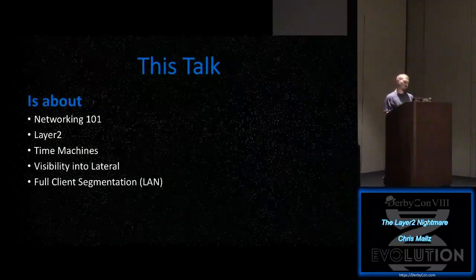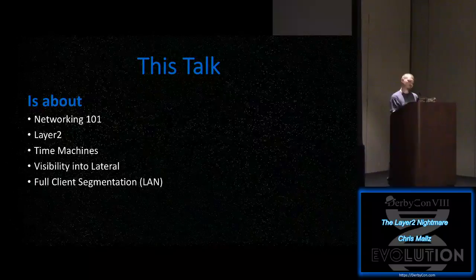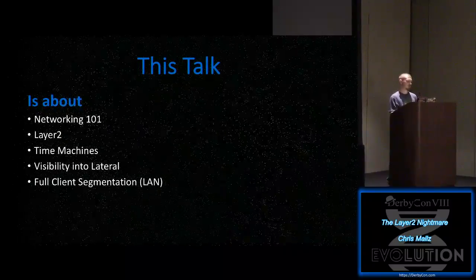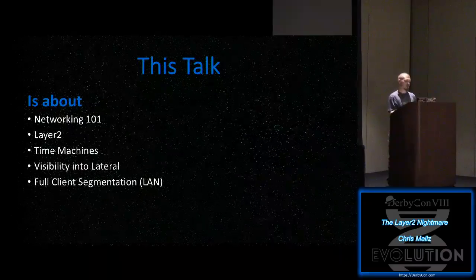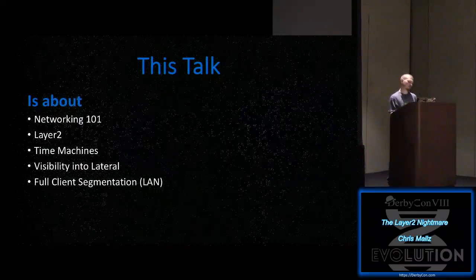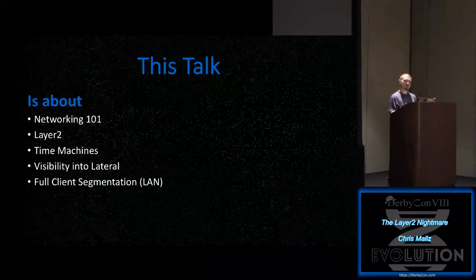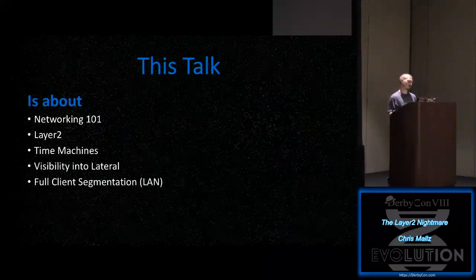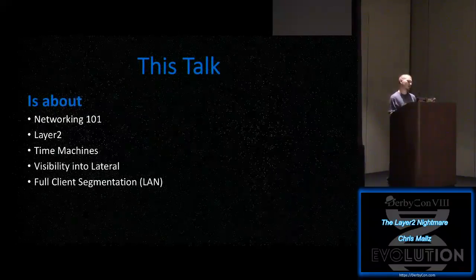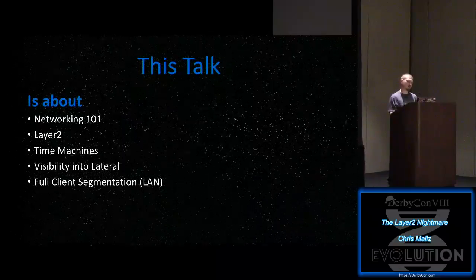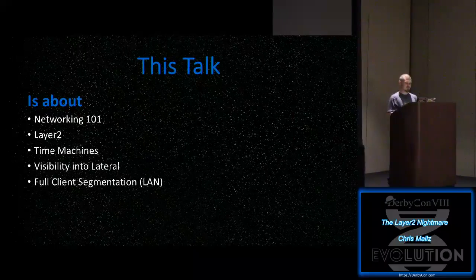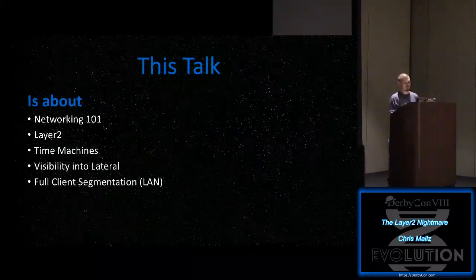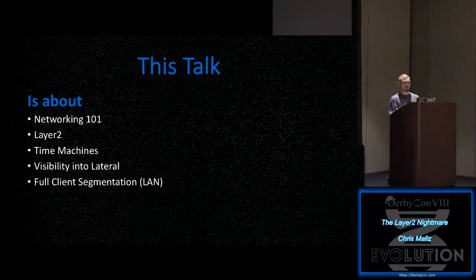It's about an old school problem that I haven't seen anybody fix. So basically, we'll start with networking 101. We'll get into some layer 2 stuff, and the solution will give us visibility into lateral movement. But ultimately what it is, it's full client segmentation on a LAN. So this is very novel. There's not really going to be any exploits or 0 days or anything like that. So if that's what you're looking for, I'm sorry.